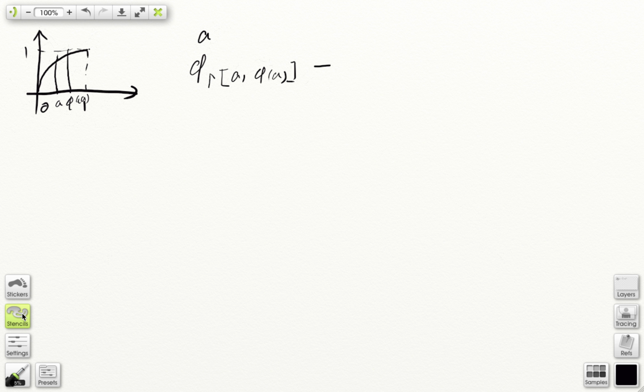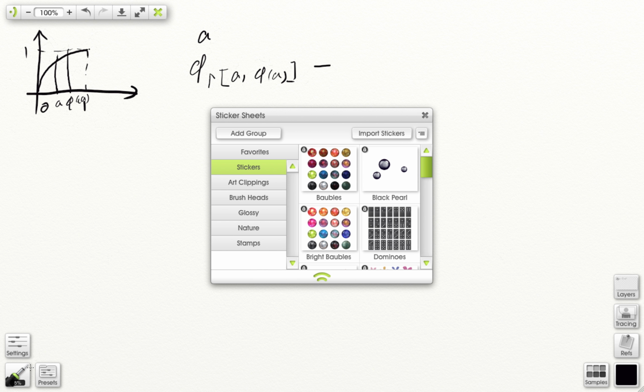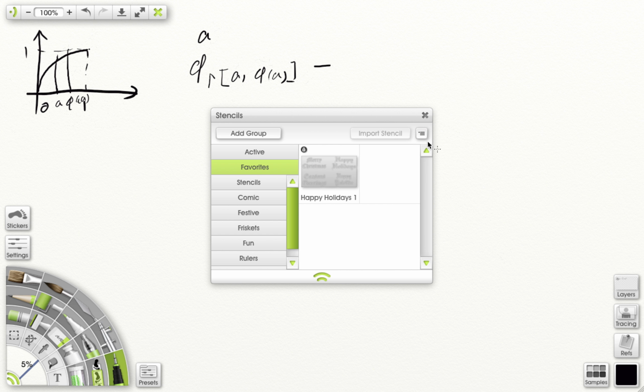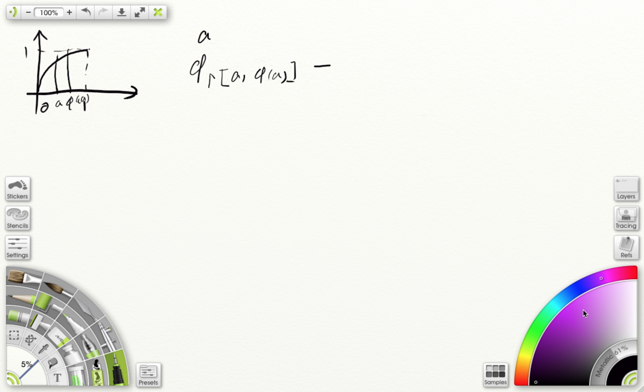How to change the color? Sorry about that, I don't know how to change the color. Oh, here.